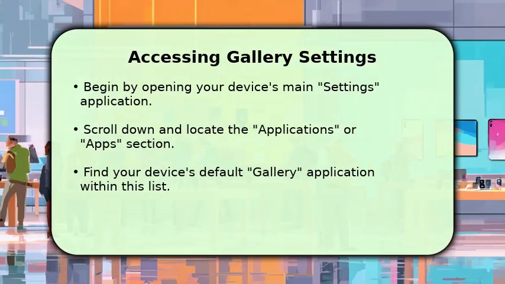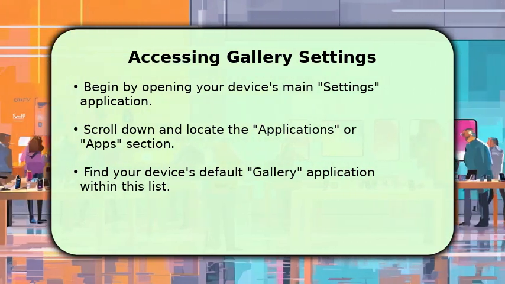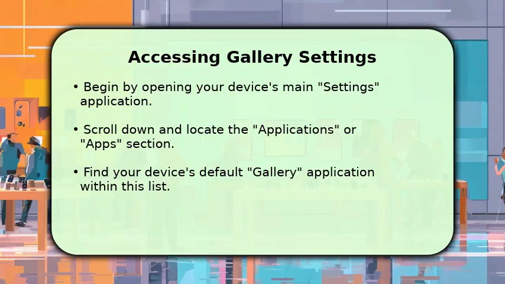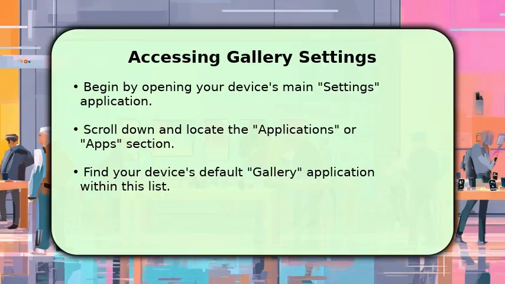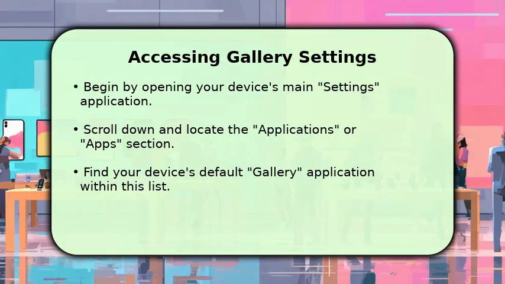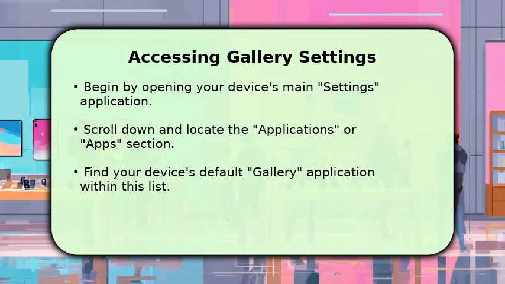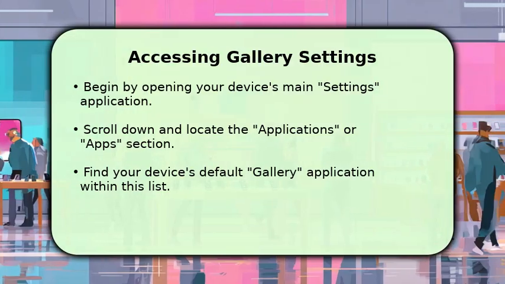To start, open the main Settings application on your phone, which typically looks like a small gear icon. From there, you will need to scroll down to find the Applications or Apps section. Tap on this option to view all installed programs on your device. Next, simply locate your default gallery application in the comprehensive list and tap to select it.